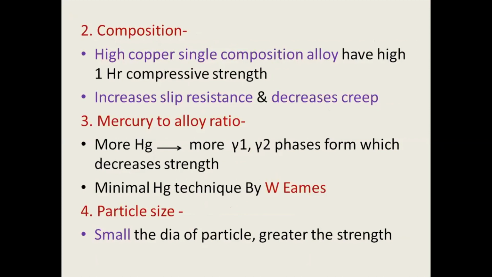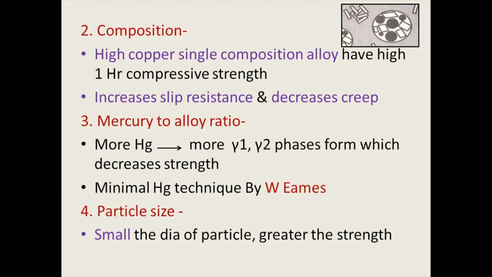Now the second factor is composition. In composition, high copper single composition alloy has the highest 1 hour compressive strength as compared to low copper, spherical, lathe cut or dispersed type alloys. High copper single composition alloy has the highest maximum 1 hour compressive strength. And why is this? Because if you remember the microstructure of unicomposition, there is formation of eta phase and elimination of the gamma 2 phase.